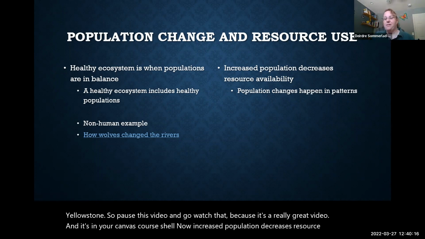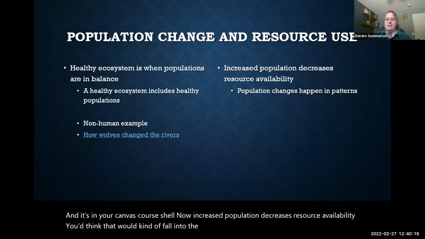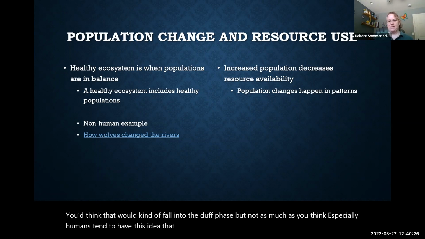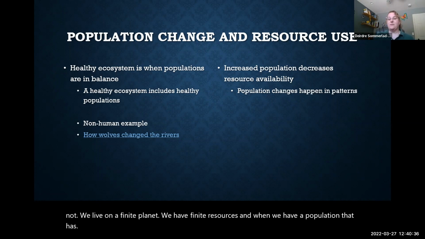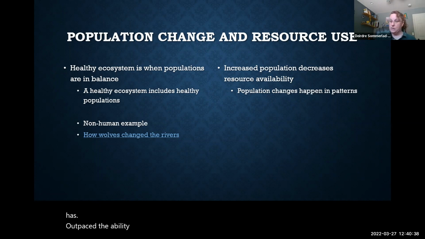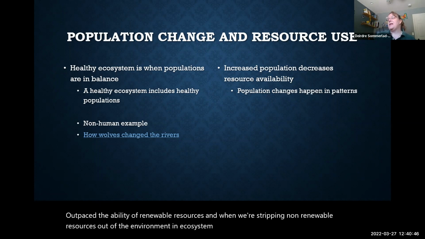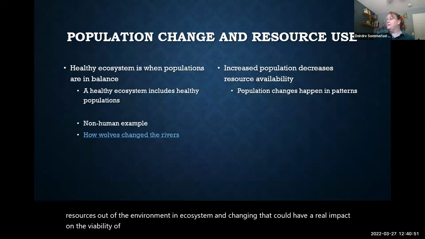Now, increased population decreases resource availability. You'd think that would kind of fall into the duh phase, but not as much as you think. Especially humans tend to have this idea that somehow resources are infinite, and they are not. We live on a finite planet. We have finite resources. And when we have a population that has outpaced the ability of renewable resources, and when we're stripping non-renewable resources out of the environment and ecosystem and changing that, that can have a real impact on the viability of a species.